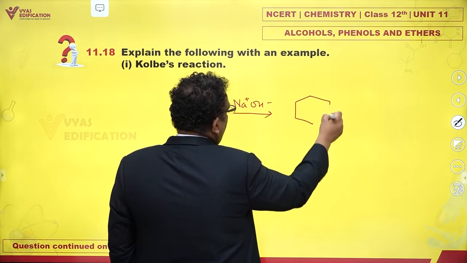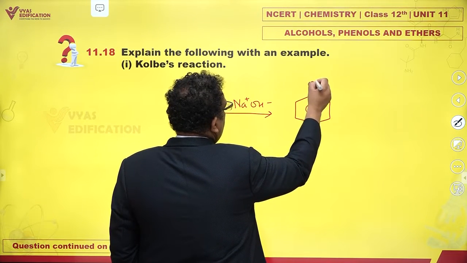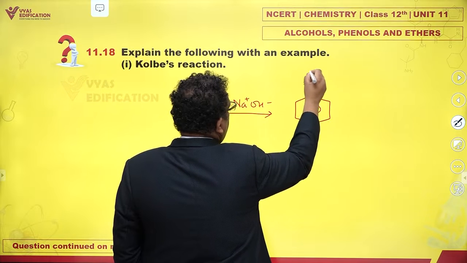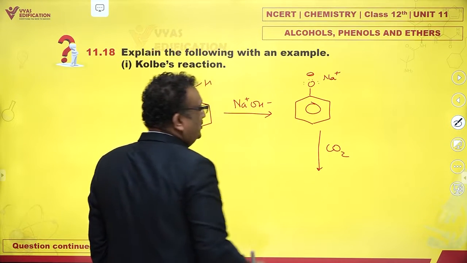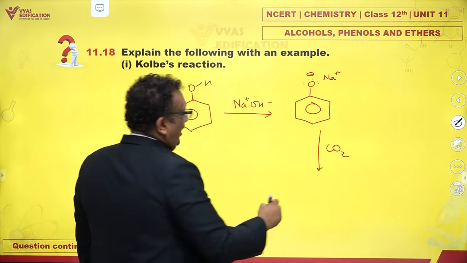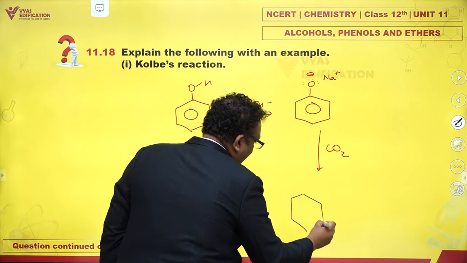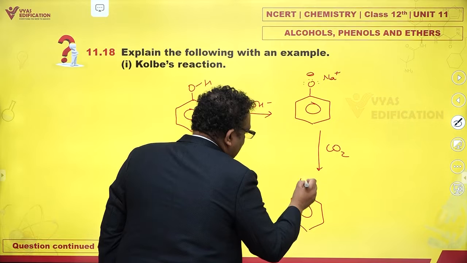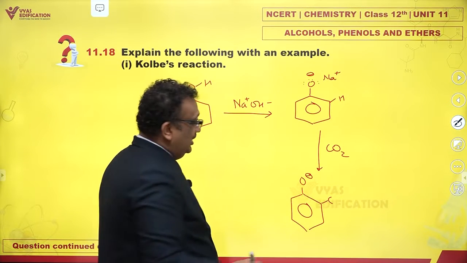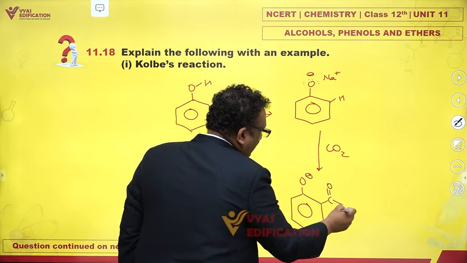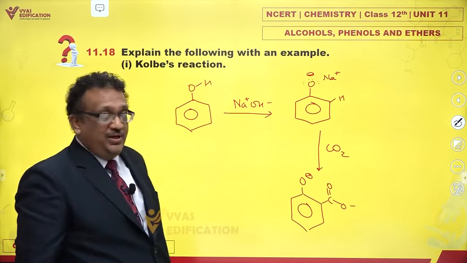So you have sodium phenoxide as the salt. You treat this with CO2. And very interestingly, you have a substitution reaction in which this hydrogen, the ortho position hydrogen, gets substituted. And this is what you obtain.